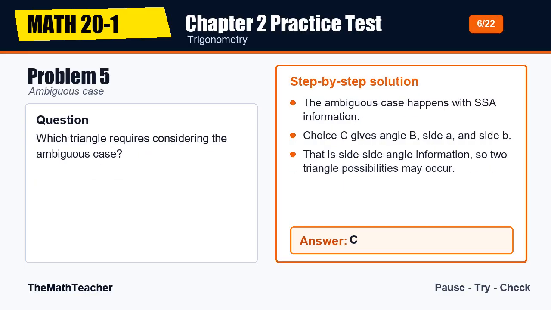The ambiguous case happens when we have side-side-angle information, especially when using the sine law. Choice C gives angle B, side A and side B, which is SSA. The answer is C. Problem 6.